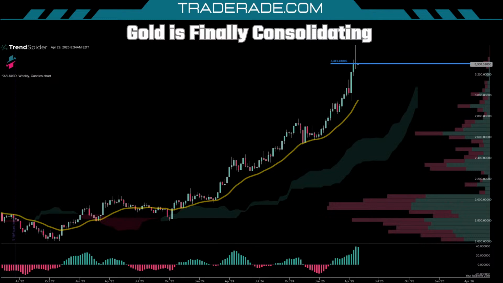I hate parabolic moves in gold. I've been trading gold since 2006, and I can't remember looking at charts that go way back before even then, any parabolic moves that ended well. So seeing this consolidation here gives me some hope that maybe we can spend some time moving sideways before grinding higher. That would help to improve the market structure of this trend.